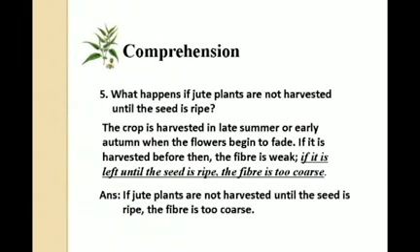Fifth question is, what happens if jute plants are not harvested and the seed is ripe? To get the answer, read the third paragraph. You will see the answer in the sentence, the crop is harvested in late summer or early autumn when the flowers begin to fade.